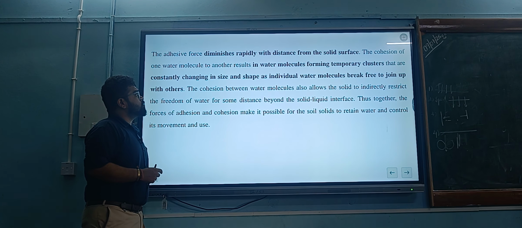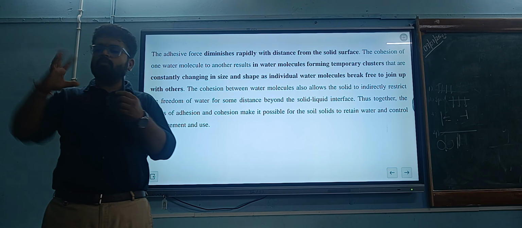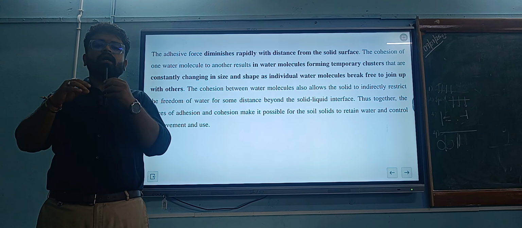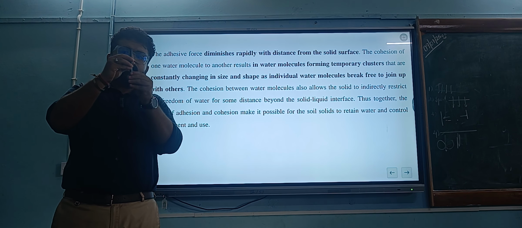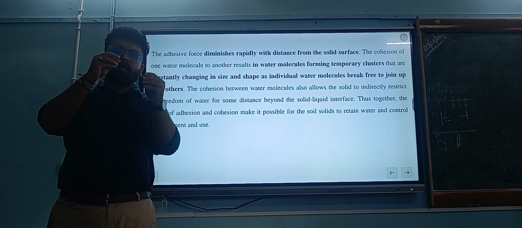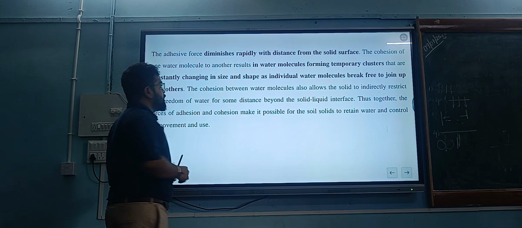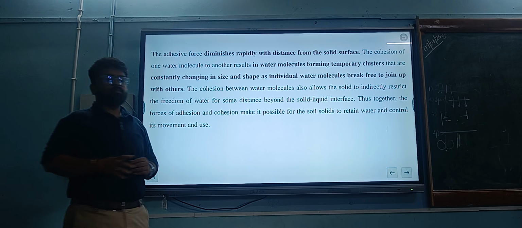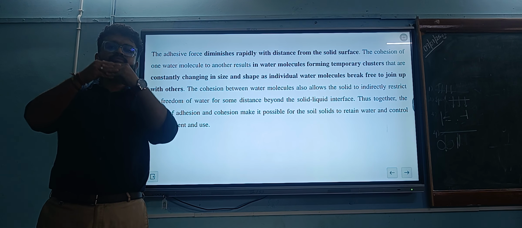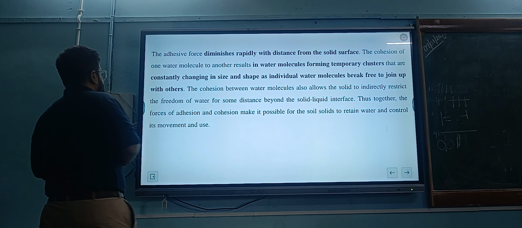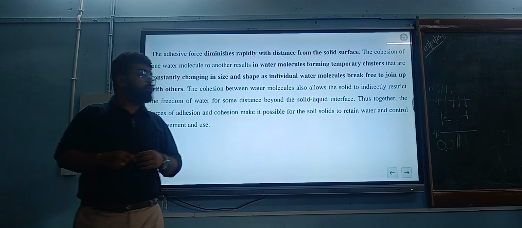So the adhesive force diminishes rapidly with the distance from the solid surface. As this is the water molecule and this is the solid surface, how is it attached? It is by adhesion. If the solid particle is farther, the adhesion force starts decreasing, and the cohesion of water molecules to one another results in the water molecules forming temporary clusters. This is a water molecule and this is a water molecule. They attach to each other and form a temporary cluster that constantly changes its shape. It can be any shape with the individual water molecules.